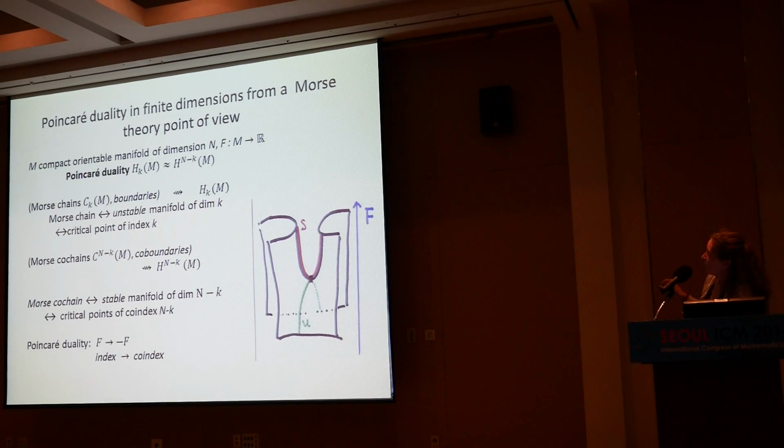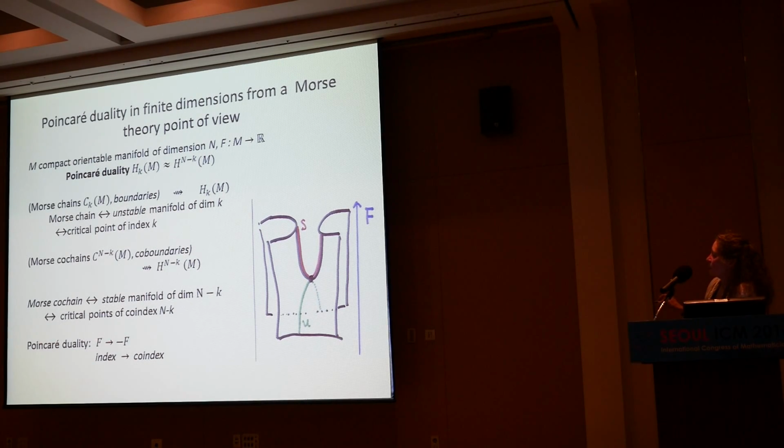Now, the cohomology of M is computed by the complex of Morse cochains. Now, what's a Morse cochain? Well, you can think of a Morse cochain as being an upward facing stable manifold. And the reason why that makes sense is because the stable manifold acts on the unstable manifold, or evaluates it, by intersection. So according to this analysis, what does Poincare duality do?